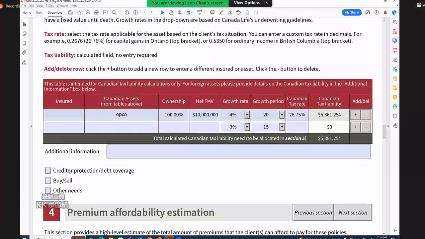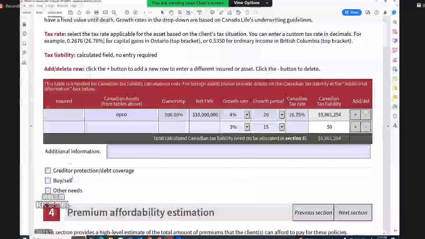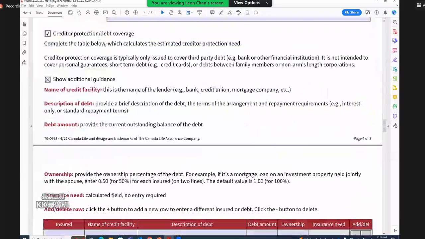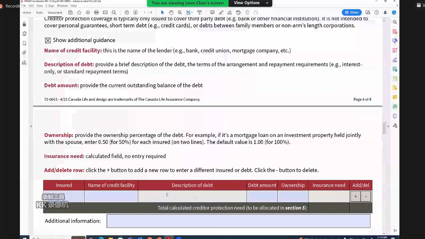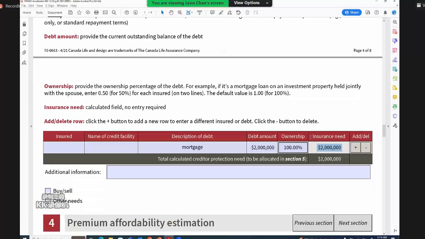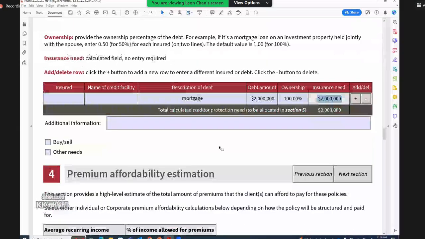Then you can go on and look at other sorts of needs that there potentially could be. So let's say credit protection, debt coverage, they have mortgages in place, right? So what is the debt there? If we owe 2 million of debt, 100% ownership, then it really does calculate that.